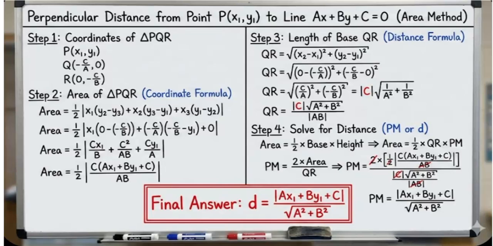Let us start. You want to find out the perpendicular distance from a given point to a line. The equation of the line is given and the point is given. How do we find the perpendicular distance from a point to the given line by the area method?